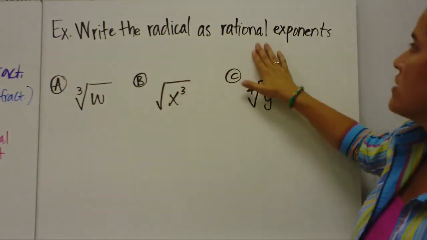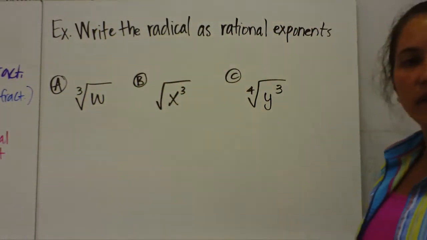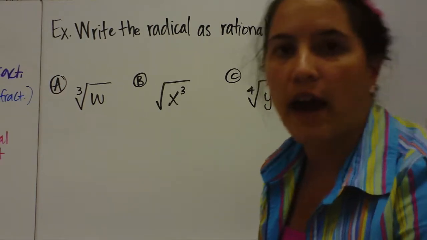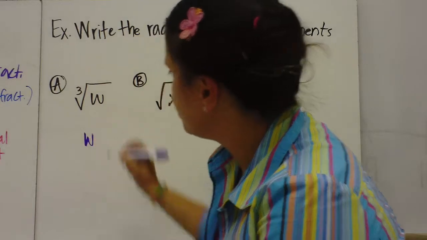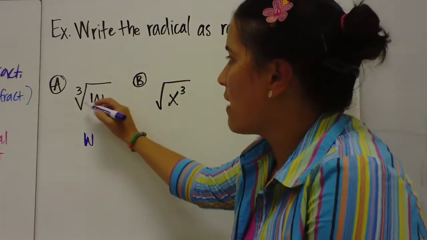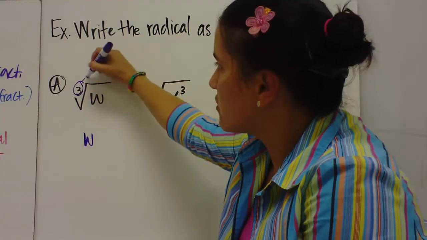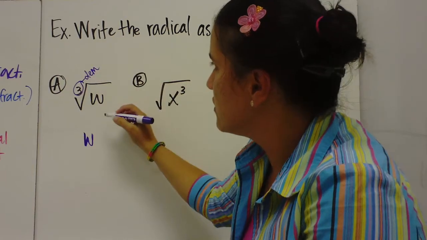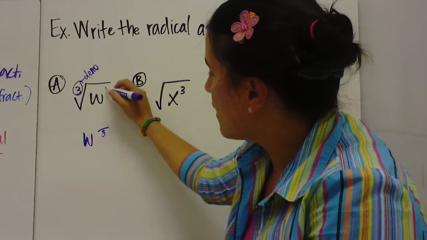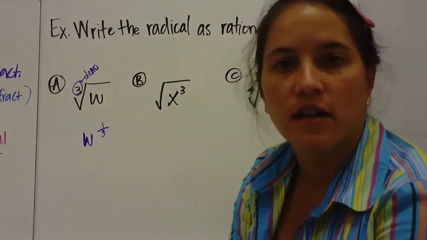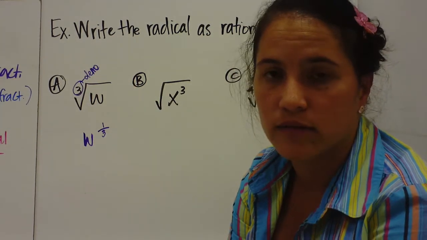All right, write the radicals as rational exponents. So this one we have roots, and we're going to write them using rational exponents. In our first one, we bring w down, and my root is 3. So that becomes my denominator. And the exponent right here is a 1. So w to the 1/3 power.